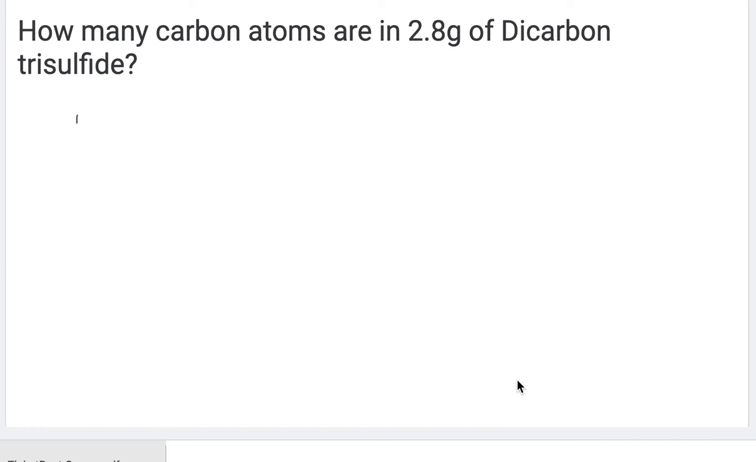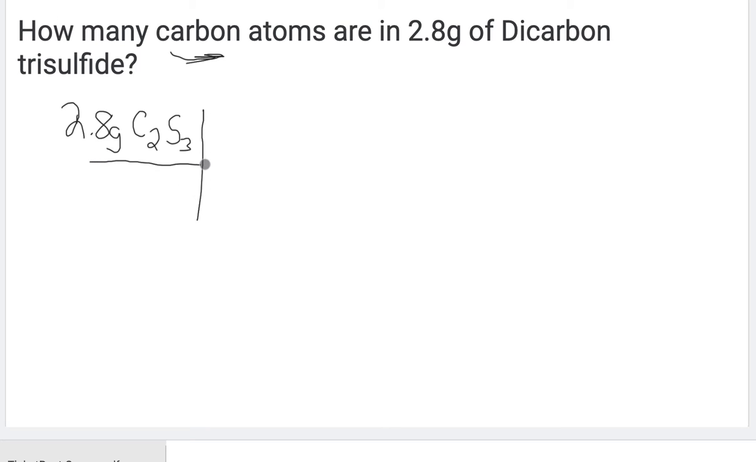This is the special types of mole problems that you would have to set up. So anyway, the first thing that you're going to do is see what this is asking for. It's starting out with 2.8 grams. So you're going to start off and write 2.8 grams of dicarbon trisulfide, that's C2S3. And it wants you to find just the carbon atoms, just carbon, not total atoms.